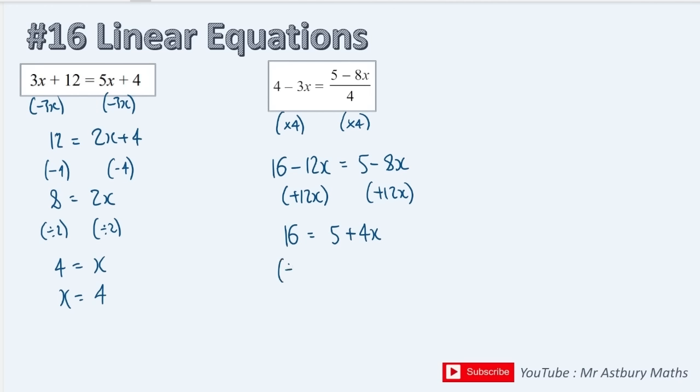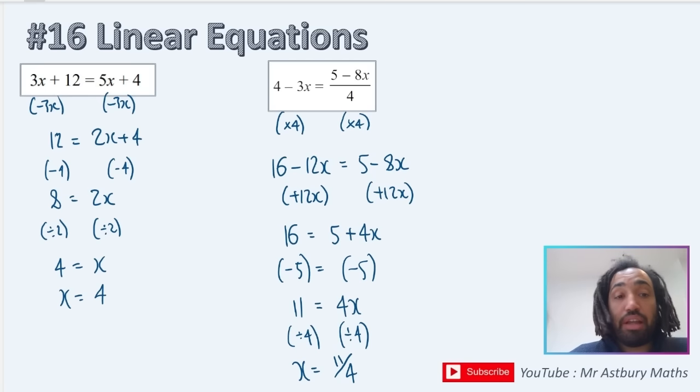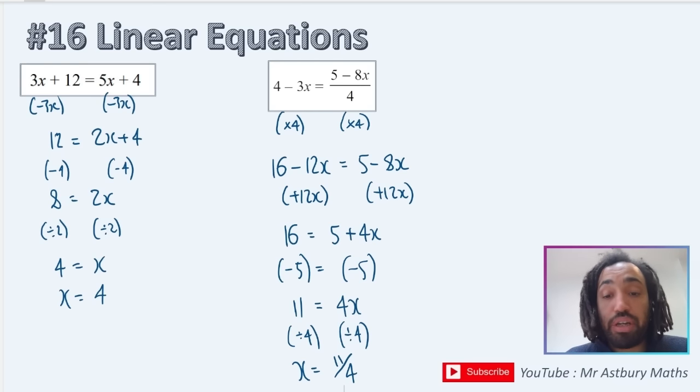I'm then going to subtract 5 from both sides, and that will give me 11 is equal to 4x. And the final step is to divide through by 4, which will give me x is equal to 11 over 4. And it's fine to leave your answer as an improper fraction. Okay, that's the basics of working through how to solve linear equations, but the next examples will show you how to apply them.